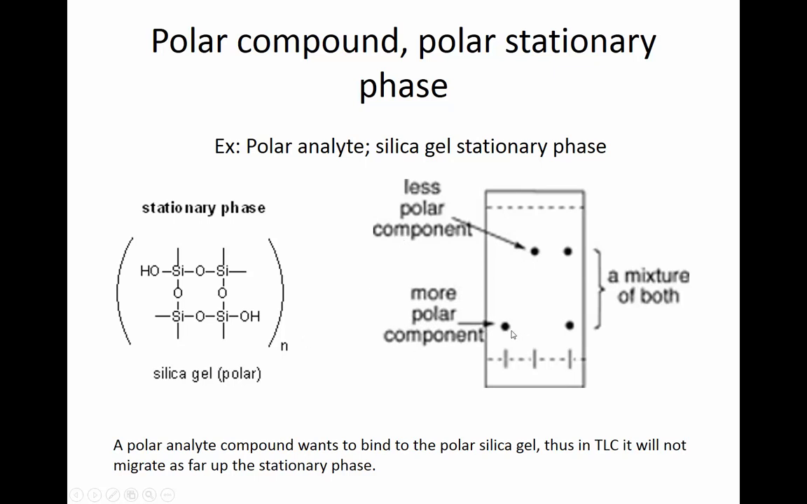And so what you would separate, you have the more polar component would get hung up because it is very attracted to the polar silica gel. The less polar component ends up migrating further because the solvent can just bring it along. So a polar analyte compound wants to bind to that polar silica gel. And in TLC, it will not migrate up as far on the stationary phase.